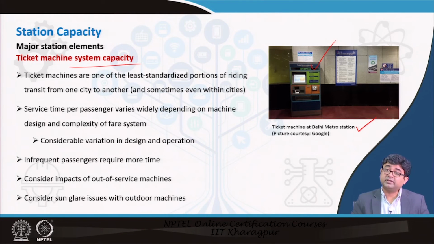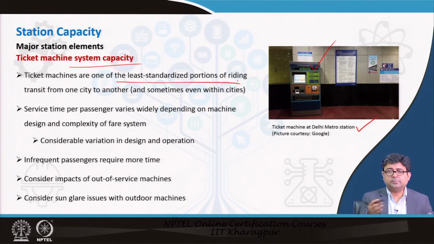So, they also have a certain capacity. These are the least standardized ones, because these systems differ from one transit system in one city to another metro in another city, for example. So, two metro systems may have different types of vending machines, and they are not yet standardized. So, their capacities vary a whole lot.